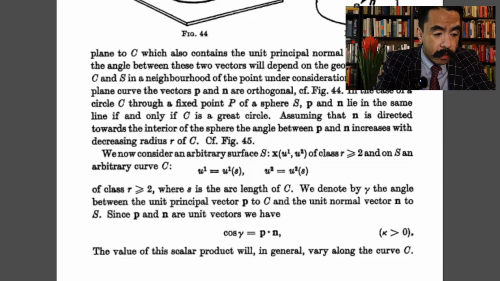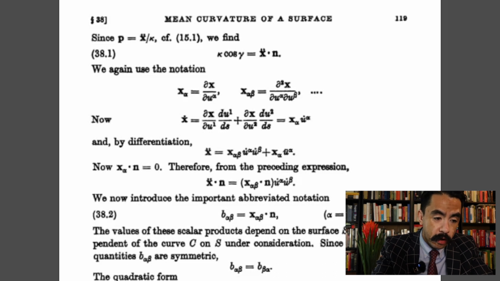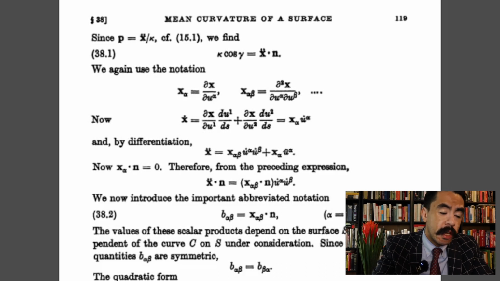We denote by gamma the angle between the unit principal normal vector p to capital C and the unit normal vector n to capital S. Since the vectors p and n are unit vectors, we have that the cosine of gamma is equal to the dot product of p and n, where kappa is greater than 0. The value of this scalar product will, in general, vary along the curve capital C. Since the vector p equals x double dot over kappa, see section 15, which is on the Frenet equations, we find that kappa times cosine of gamma is equal to the dot product of x double dot and n.